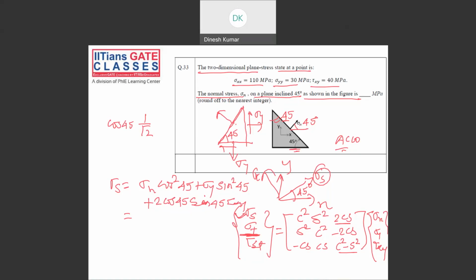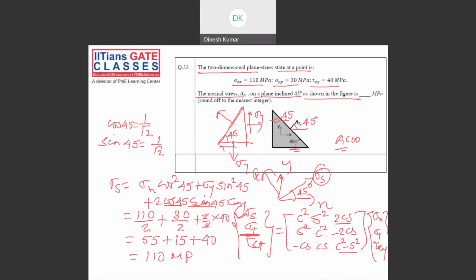If you take sine 45, it is also the same, 1 upon under root 2. So when we substitute, what do we get? Sigma x. And what is sigma x given? 110 divided by 2, then 30 divided by 2, then 2 by 2 into 40. We know cos 45 into sin 45 is 1 by 2, so these two get cancelled. And so you will get 55 plus 15 plus 40. So it is 110 megapascal.